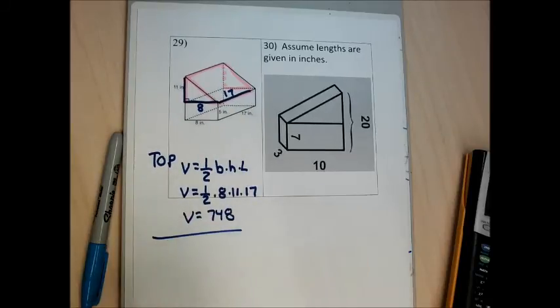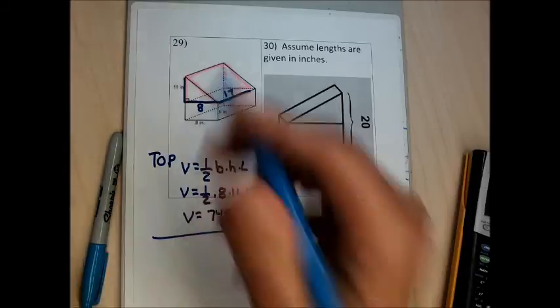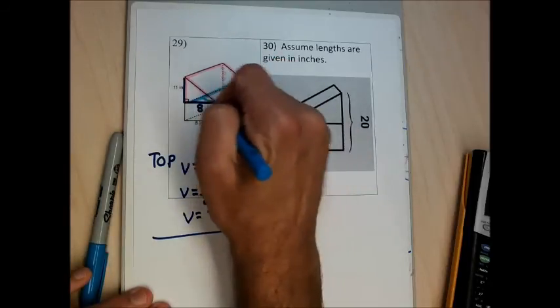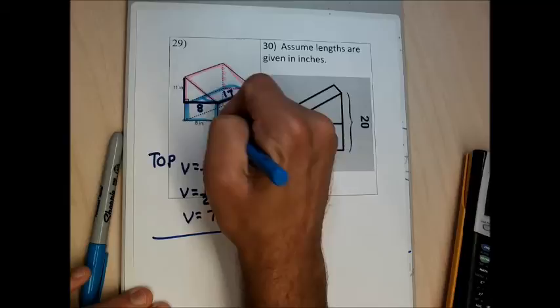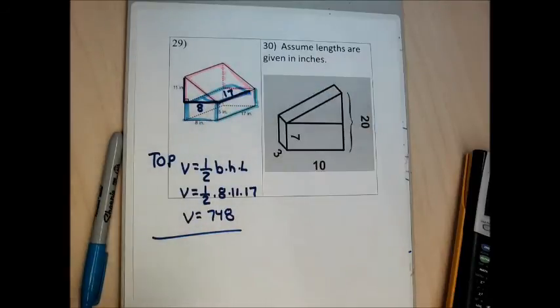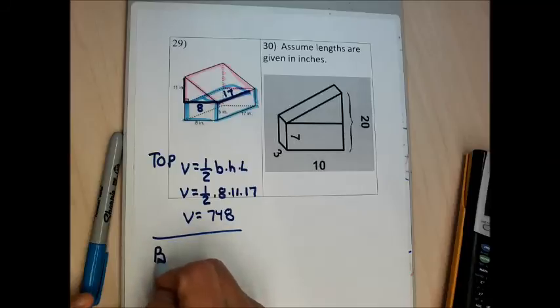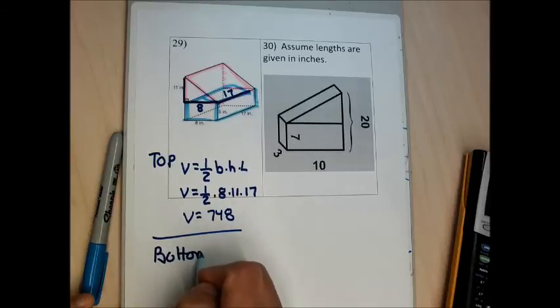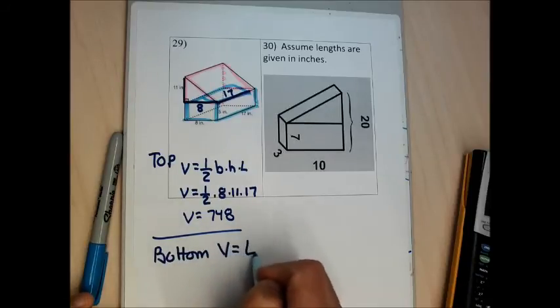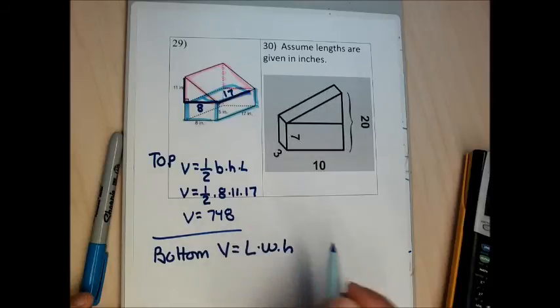Now I'm going to work on the bottom, and the bottom is just a lovely rectangular prism. For rectangular prisms, I just multiply the three lengths that are given. So for the bottom, the formula for the volume of a rectangular prism is length times width times height.